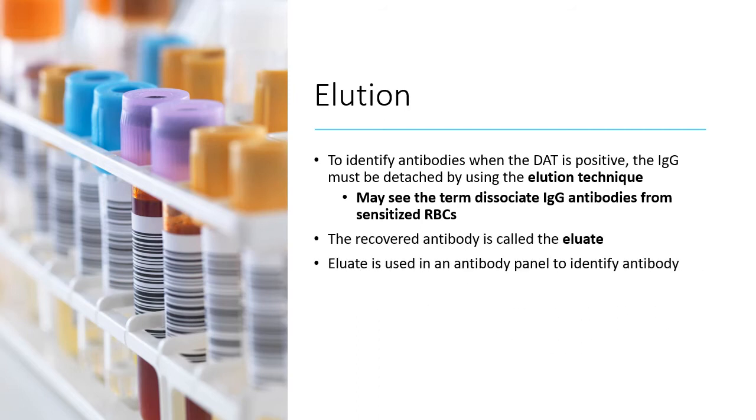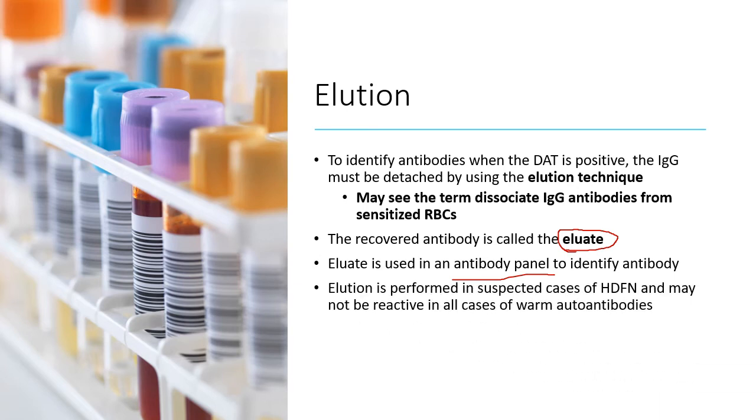The recovered antibody is called an eluate. The eluate is used in an antibody panel. So now the eluate is used just like we would use serum. We would test it and see if we get any positive reactions, and this will help us see what that first autoantibody was covering up.